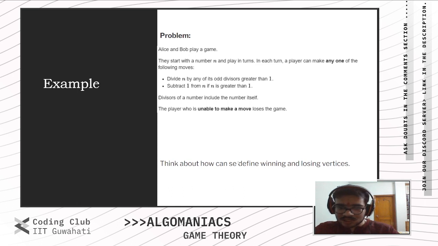One thing which we can see is that when n reaches 1, it is a losing vertex. We can't reduce it any further. The player who has got 1 has lost the game. So try making cases and think about what all the vertices are possible.